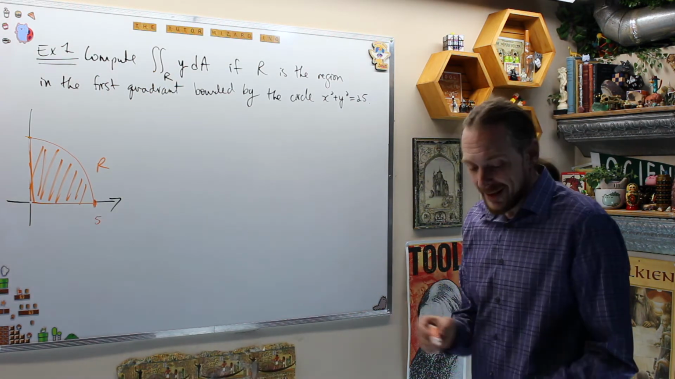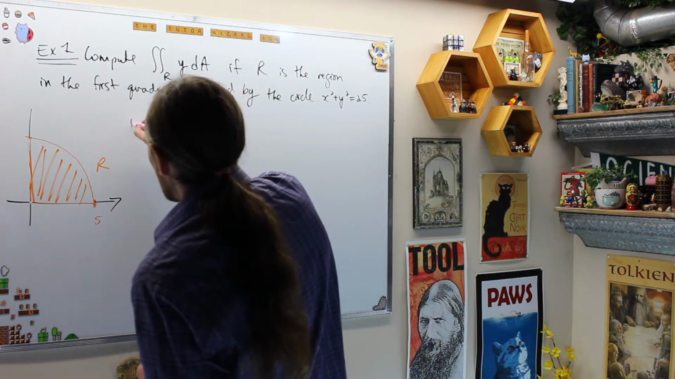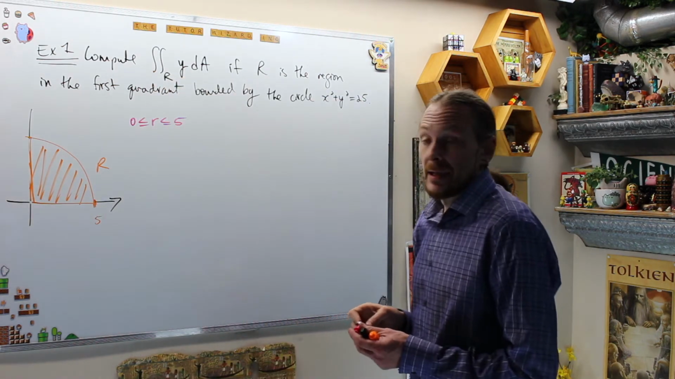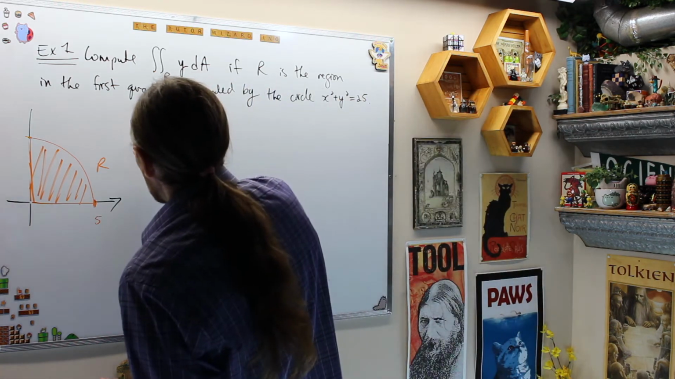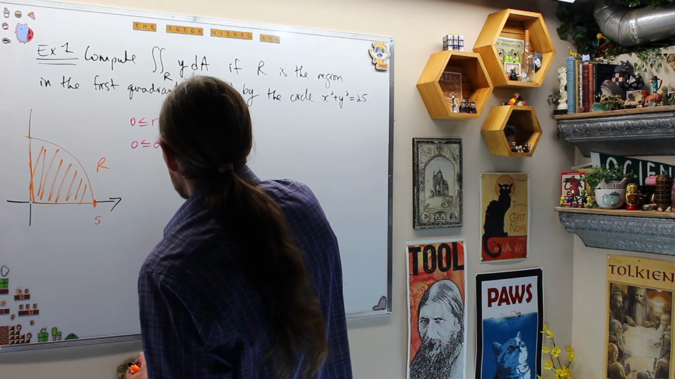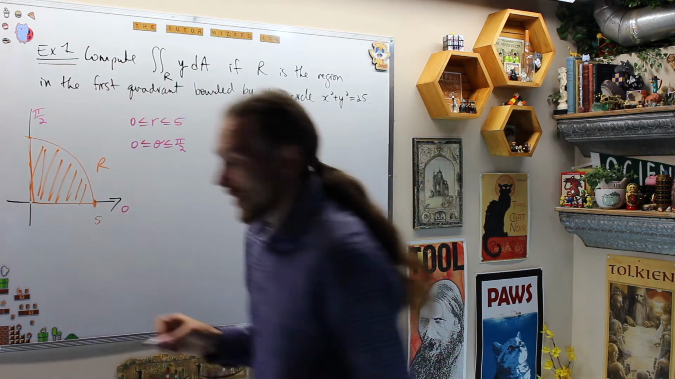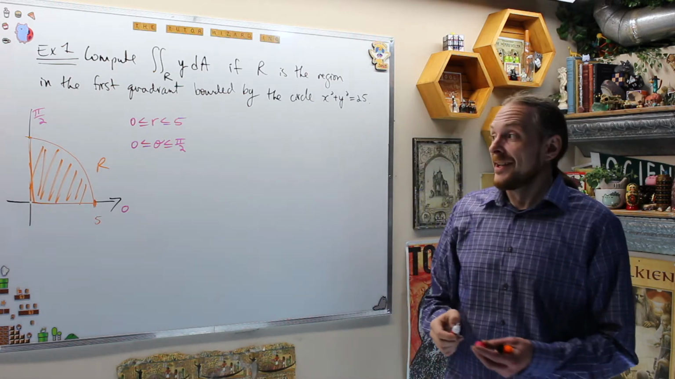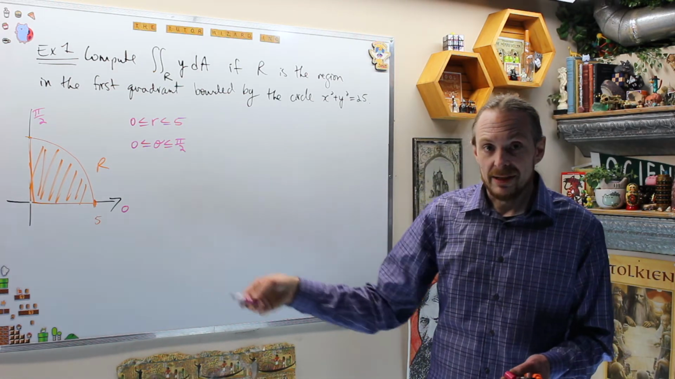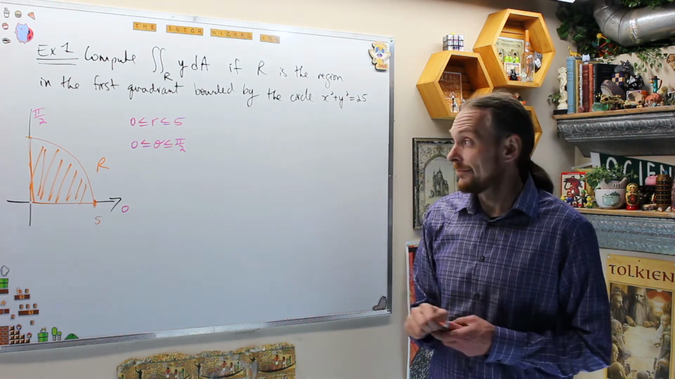R. What does that tell us? Once I have that, I can set up my bounds. This says that 0 is less than or equal to r is less than or equal to 5. And also 0 is less than or equal to theta is less than or equal to pi over 2. This is 0. This is pi over 2. Remember, you have to start thinking in polar again. The coordinate axes are 0, pi over 2, pi, and 3 pi over 2. And then you have all the other ones. Now I have my bounds.